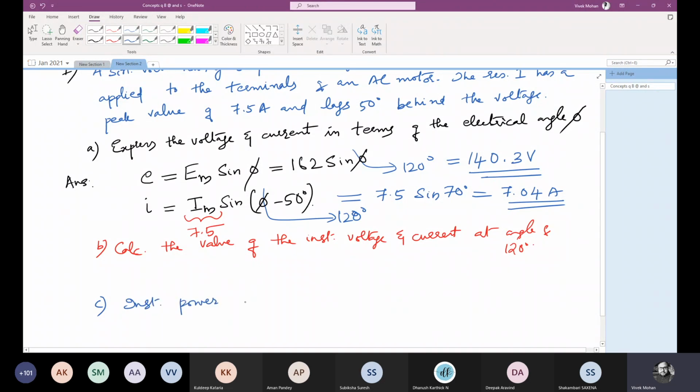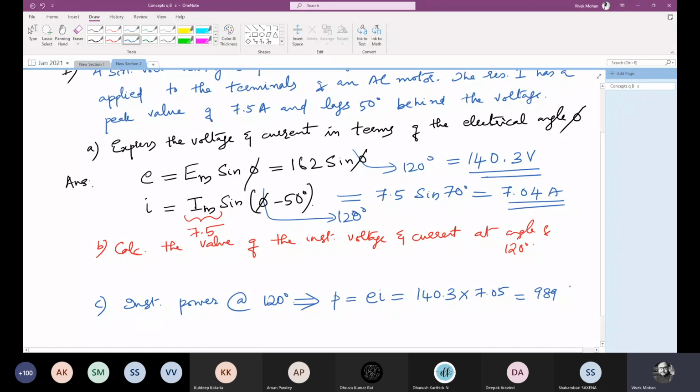Now in the C part, I want to find the instantaneous power at 120 degree. How will I find this? Sir, 140.3 into 7.04. P equals EI equals 140.3 into 7.05 equals 989 watts.